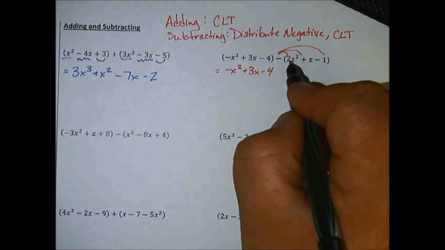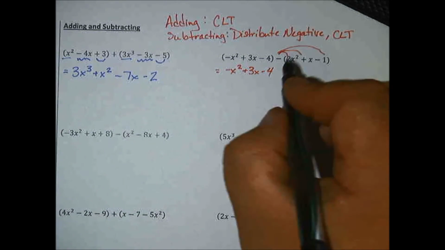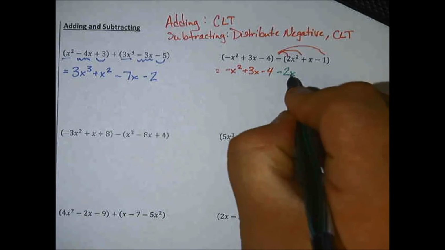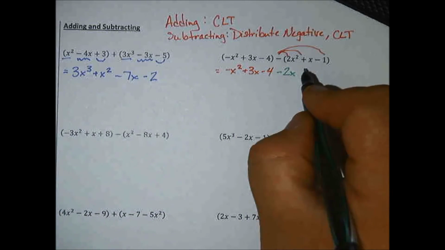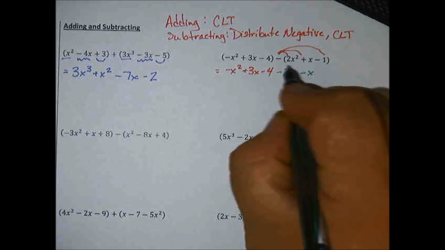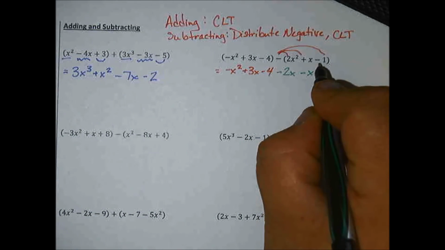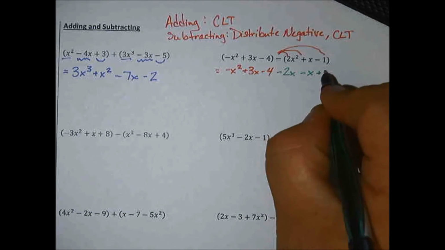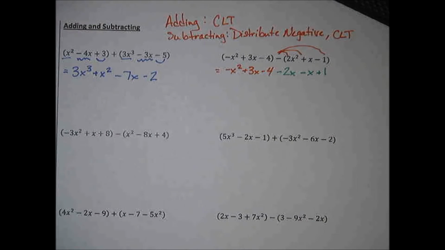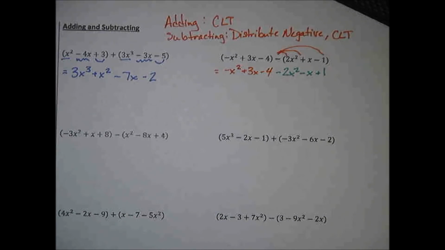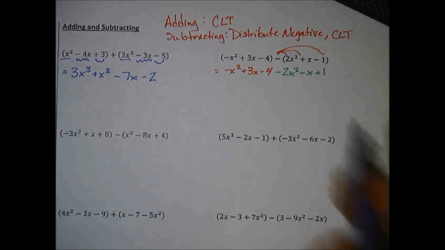So it's a positive 2x and I'm making it negative, so that's a minus 2x. I'm going to make that x negative, minus x. And since that's already a negative, I'm going to make it positive, plus 1. And now, that's a 2x squared. But now all I'm going to do is combine like terms.